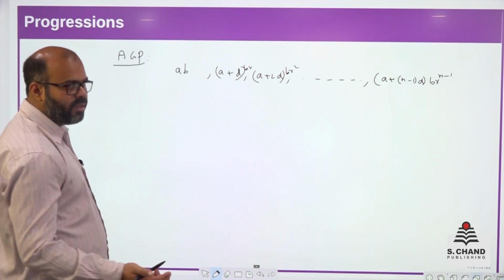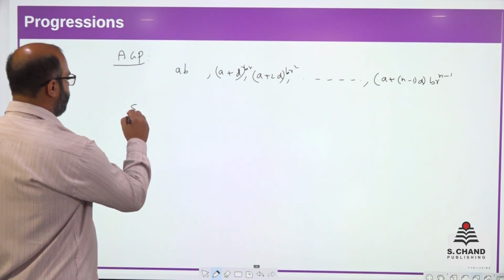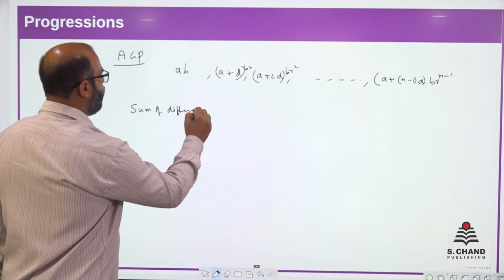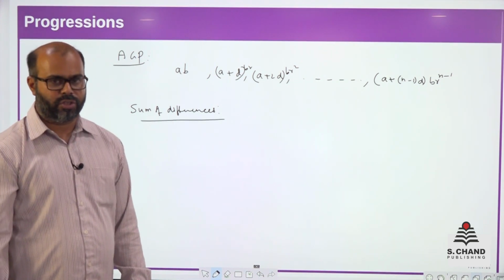Next, after AGP, we have sum of differences. So sum of differences questions will also be seen whenever needed, and we will address those. These are the tools to solve sequence and series questions.